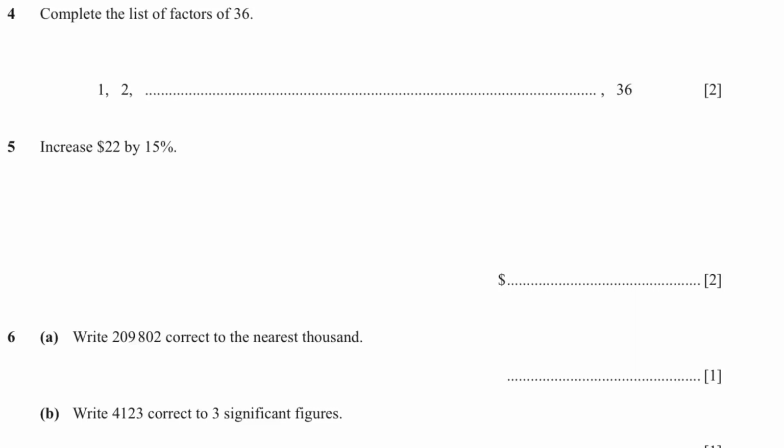Question number 4. Complete the list of factors of 36. So divide 36 by 1, 2, 3 and write it here. So we have 1 times 36 is 36, 2 times 18 is 36, 3 times 12 is 36. Or you could have done 36 divided by 4, 9. So 4 times 9. 36 divided by 6 is 6. So 6 times 6. So these are our factors: 1, 2, 3, 4, 6, 9, 12, 18 and 36. We will not repeat the 6. We'll write it one time only.